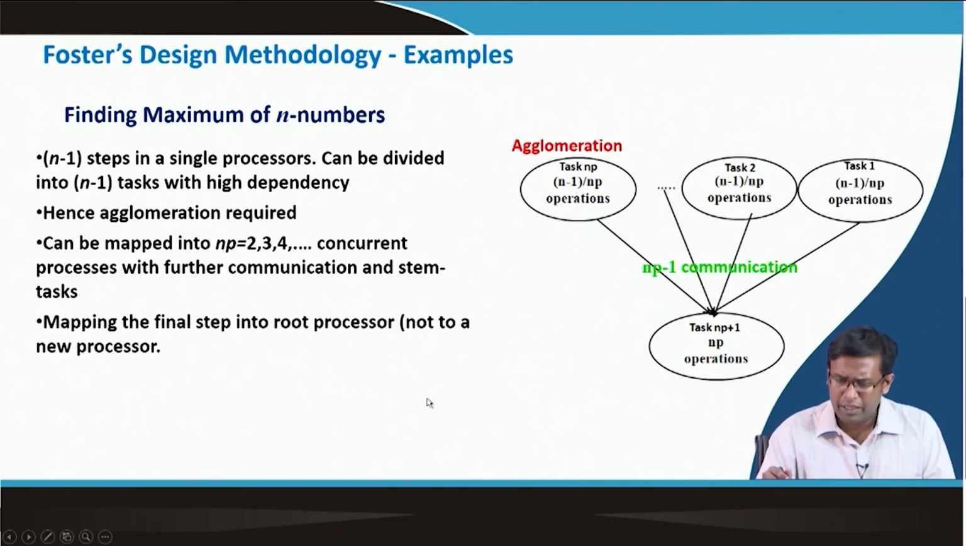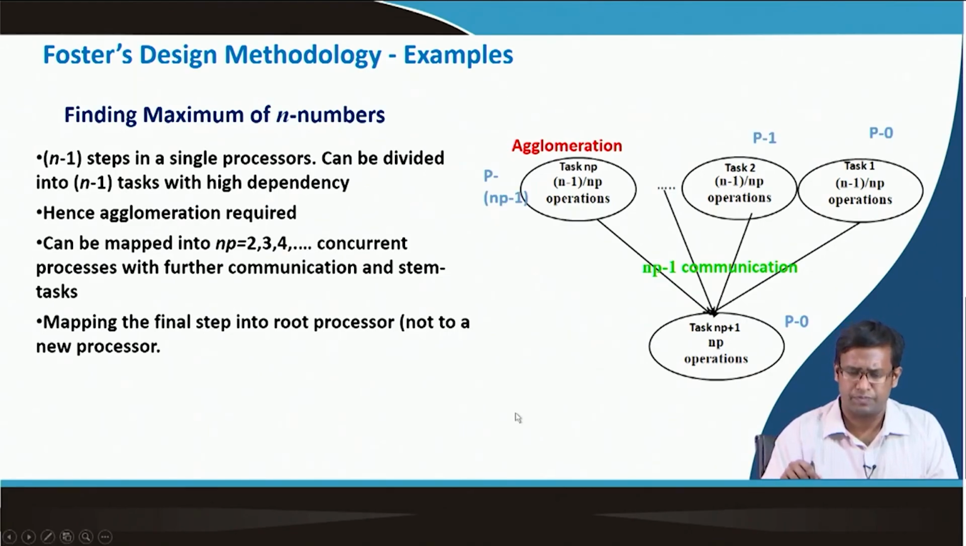And then mapping, the final step, it should go to a root processor, not to a new processor, because if we take one of the processors, make it master or root, and ask all the processors to send data to that particular processor, the new task will be mapped to one of the old processors, and there is at least one communication which we can reduce.